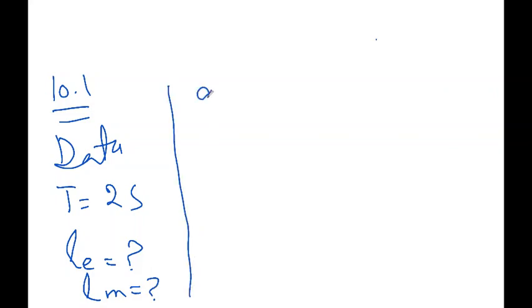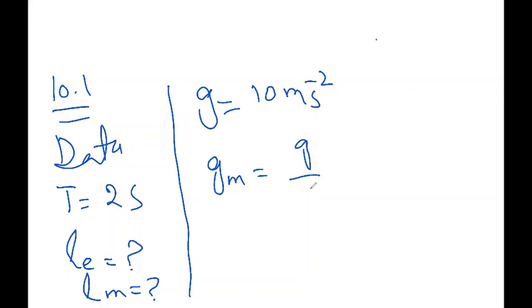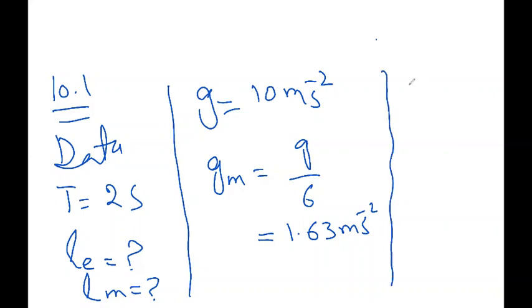The value of g on Earth's surface is given as 10 meter per second square. And the value of g on the Moon's surface is g by 6, which is equal to 1.63 meter per second square. So this is the data. The formula for the time period of a simple pendulum is T is equal to 2 pi under root L by g.